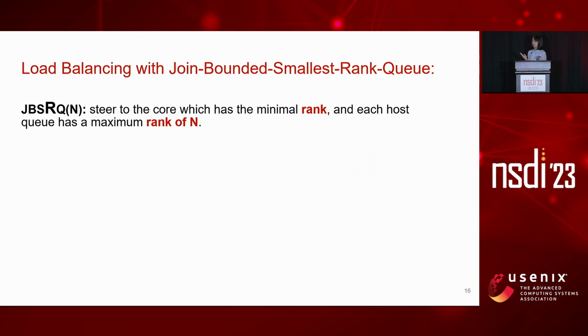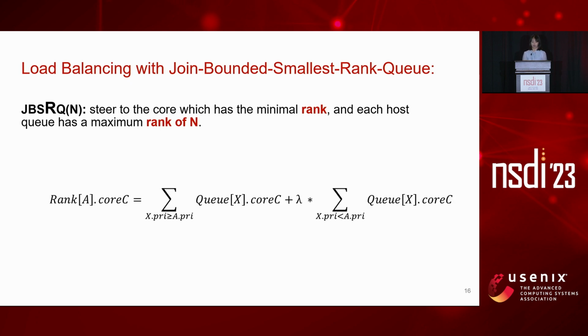To overcome this limitation, we come up with JBSRQ. In JBSRQ, the NIC will steer a packet to the core which has the minimal rank, and each core has a maximum rank of n. The rank is calculated as follows. Let's say we are calculating service A's packet rank on core C. Q_X on core C represents service X's packet count on core C.